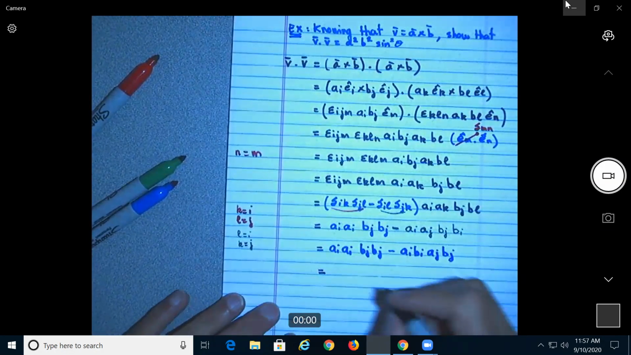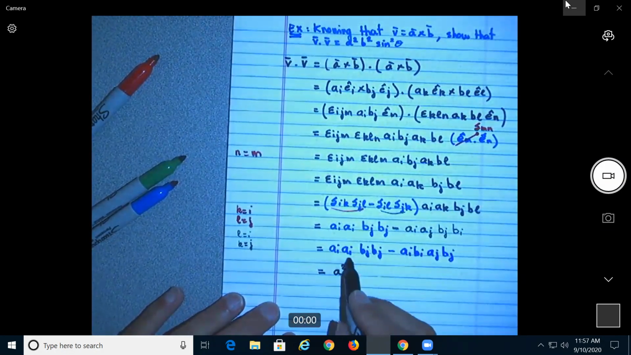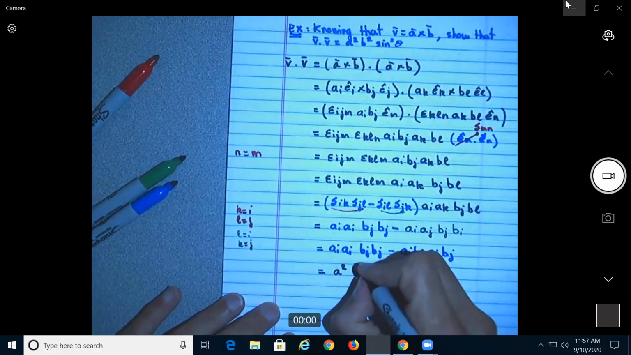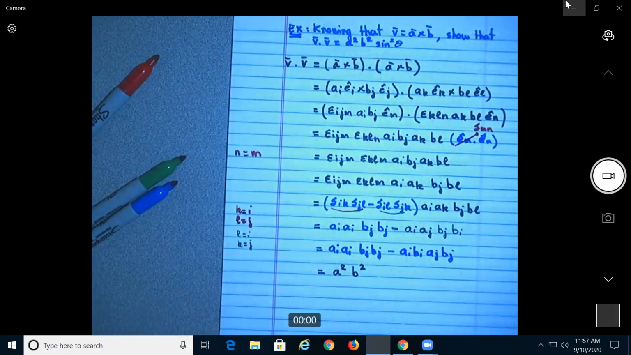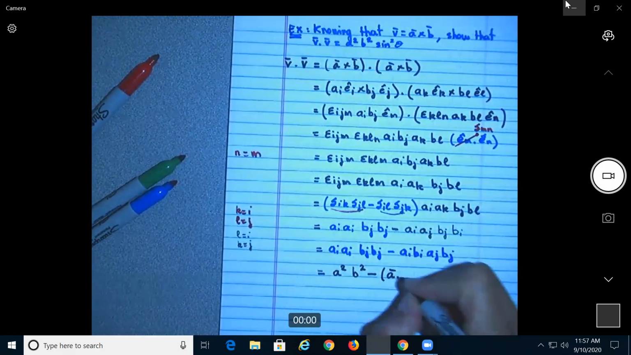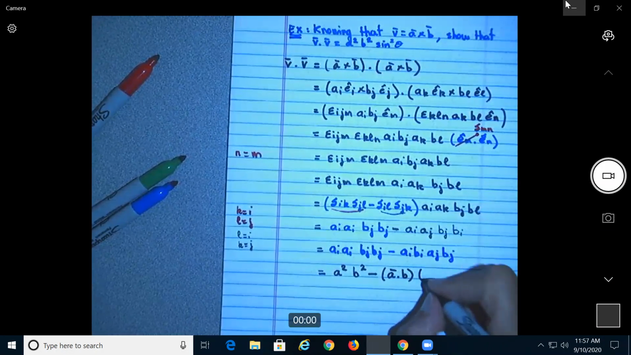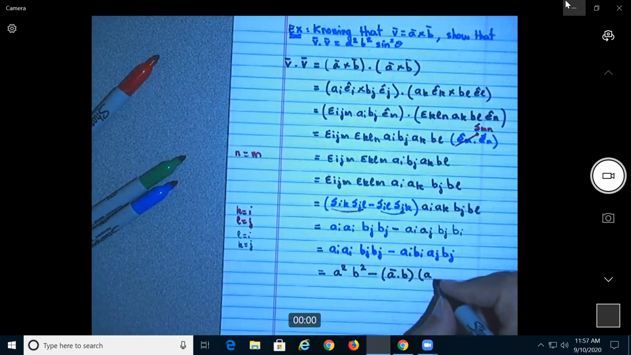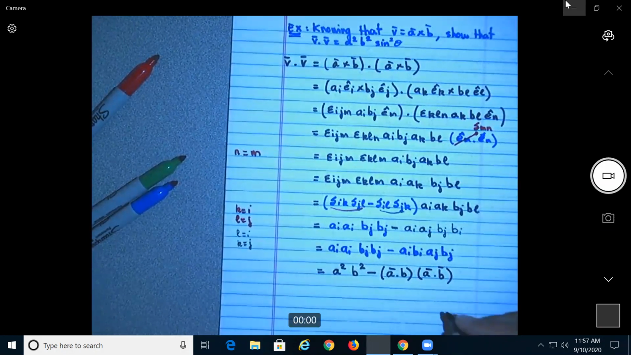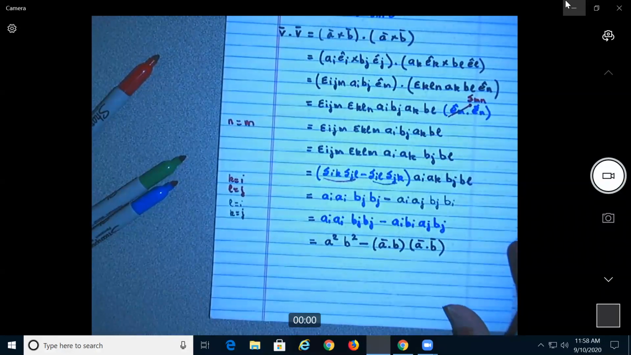So this will be equal to what? So this is equivalent to having A squared B squared, minus, this will be A I, B I, which is the dot product, so minus A dot B times A dot B. Okay? So basically that's what we have.